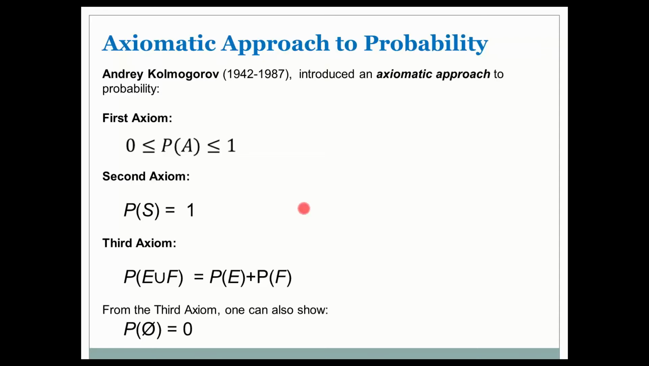The first axiom states that the probability of an event must be between 0 and 1, where 0 represents an event that will never happen, and 1 represents an event that will definitely happen. So statisticians and people in probability work between 0 and 1. It drives mathematicians nuts, but that's where we live. We live within 0 and 1.